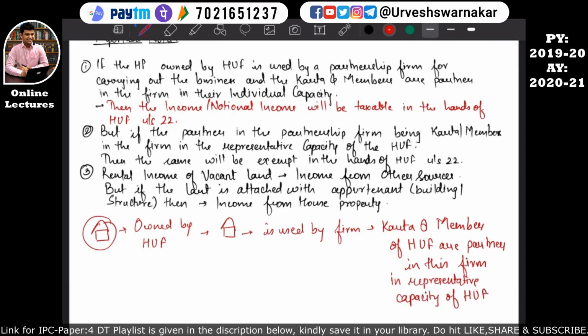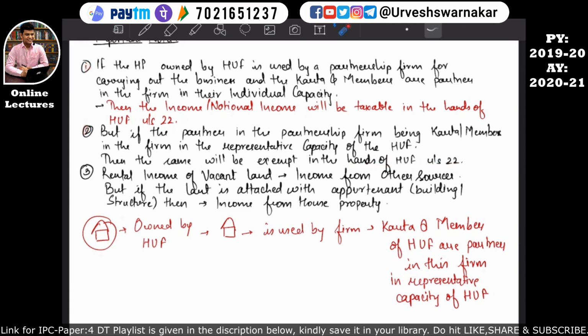That means this karta and members are representing the HUF. Then even if the house property owned by the HUF is being used by the firm, the same will not be charged as income in the hands of HUF. So that is what this point is saying.